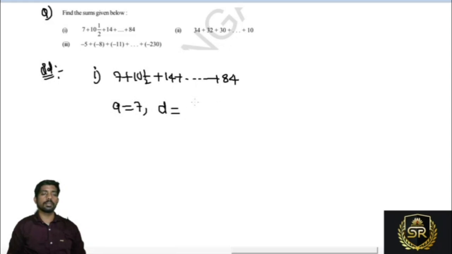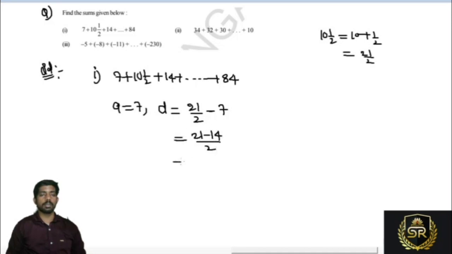Okay, a is equal to 7. Common difference: 10 1 by 2 can be written as 10 plus 1 by 2. So 2 tens are 20 plus 1, 21 by 2. Common difference is second term minus first term. Second term is 21 by 2 minus first term 7. 2 sevens are 14, so 21 minus 14 by 2, this is 7 by 2. Common difference is equal to 7 by 2. Check with the next terms, you will get the same only.